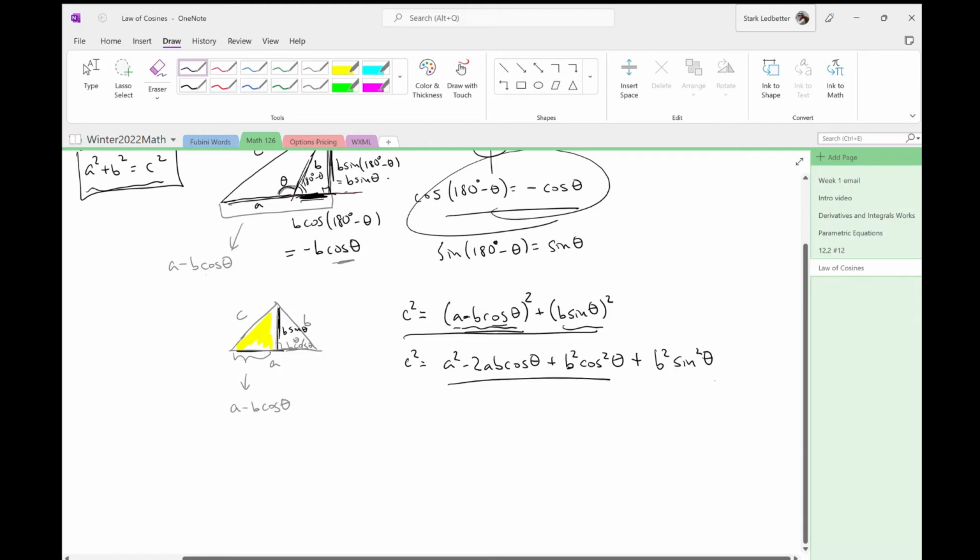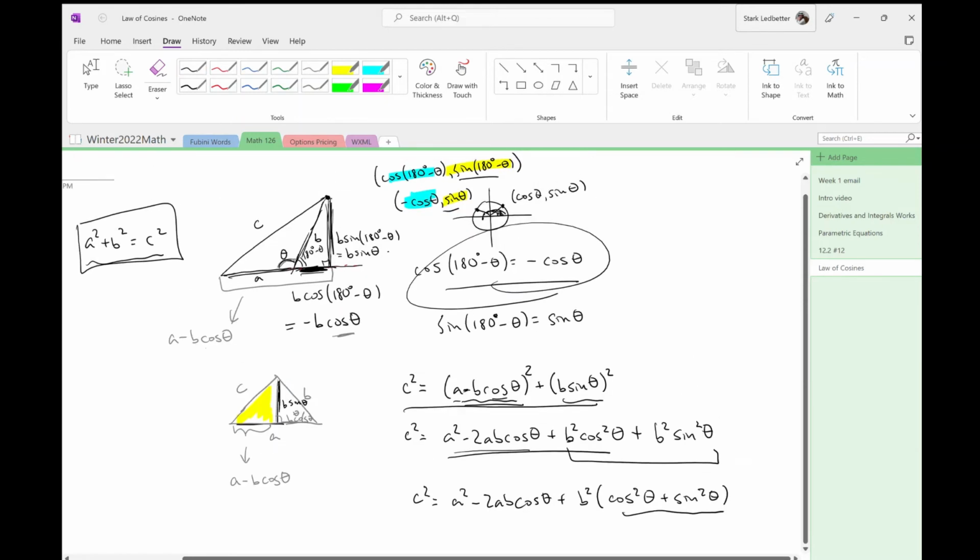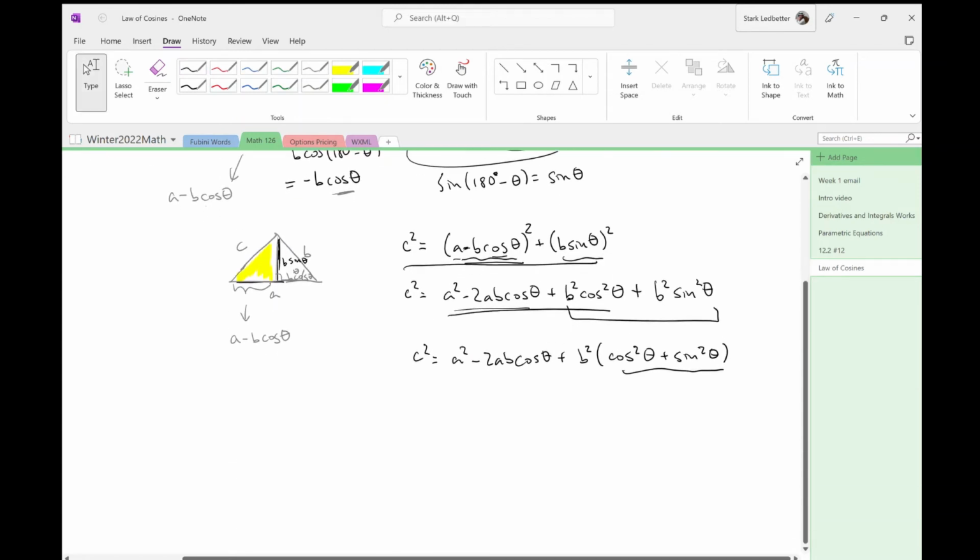Now we notice over here there's a common factor of b squared, which is not necessarily exciting because it's not common to the first two terms, but in this case it's exciting because of what it leaves behind. If we factor out a b squared, we're left with cosine squared theta plus sine squared theta. But we know from trig and from that point being on the unit circle that cosine squared theta plus sine squared theta is 1. So that's great. Then c squared is a squared, and usually this term is written next, so plus b squared times 1, so just b squared, minus 2ab cosine theta.